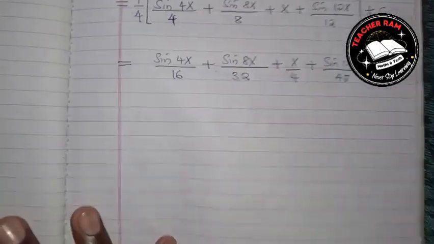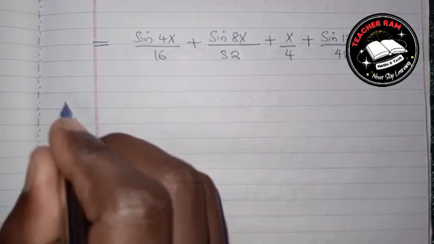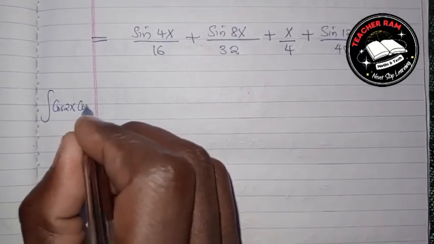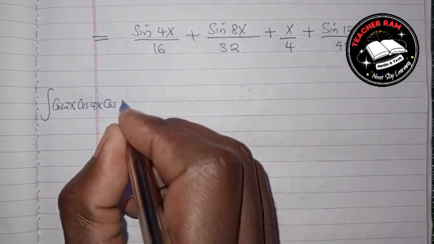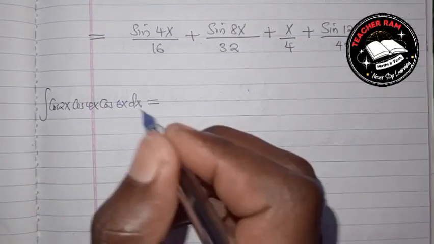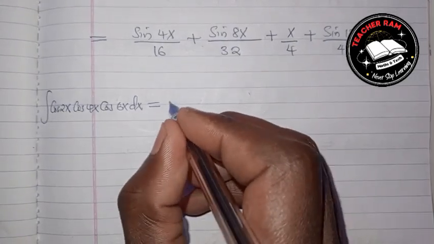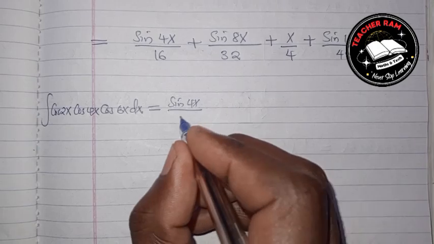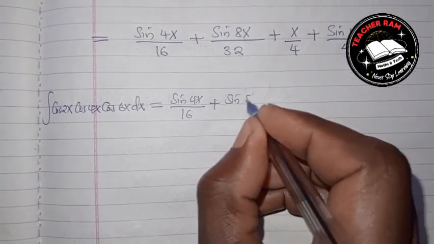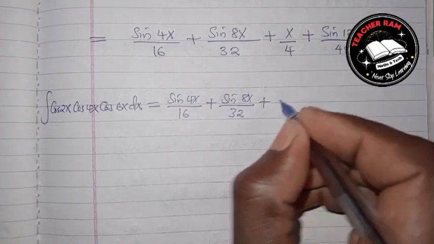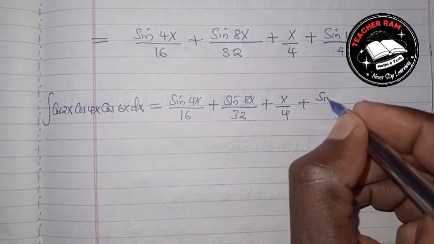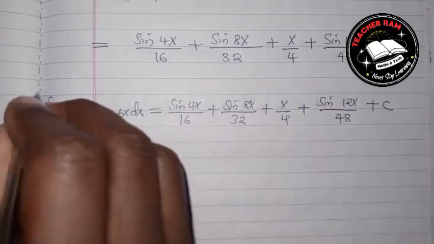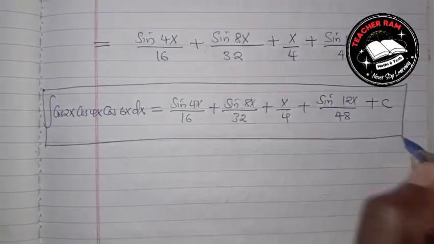So let us recall the question. The question states that integrate cos of 2x, cos of 4x, cosine of 6x dx. So the integral of this is sine of 4x over 16 plus sine of 8x over 32 plus x over 4 plus sine of 12x over 48, then plus a constant of integration c. So this is the result of the integral.